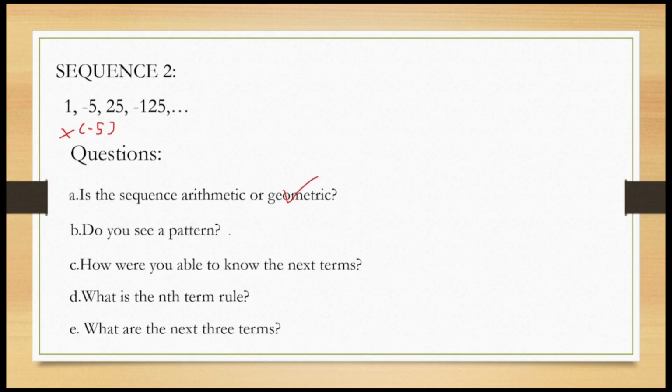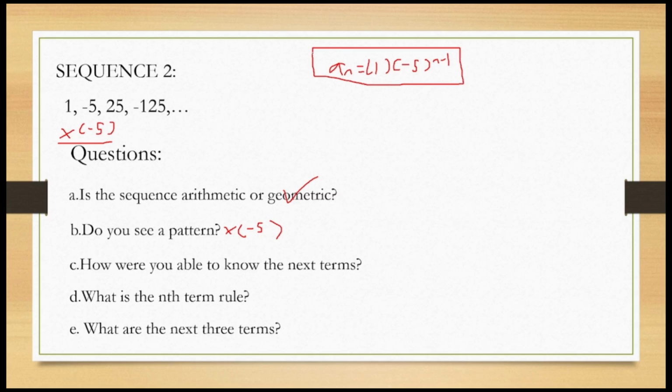Do you see a pattern? Yes, by multiplying by negative 5. How are you able to know the next terms? By following the pattern of multiplying by negative 5. What is the nth term rule? So let's solve. an equals 1 times negative 5 raised to the power of n minus 1. So that's the nth term rule for this sequence.